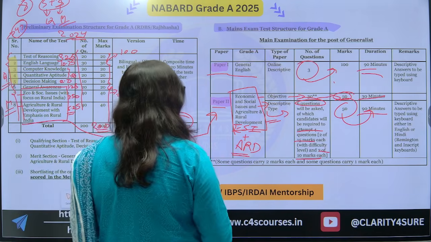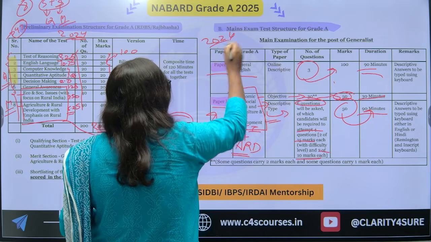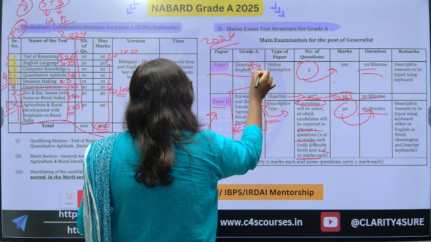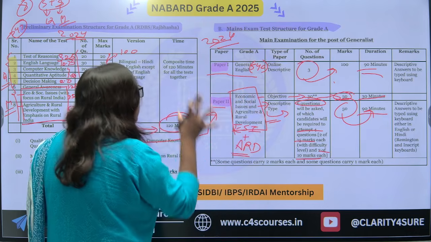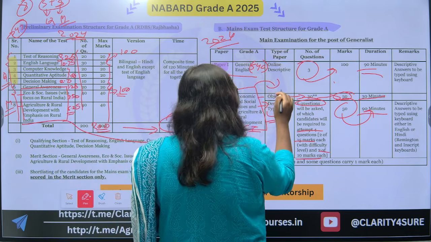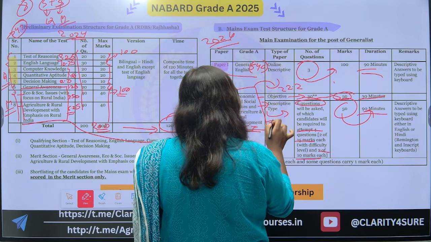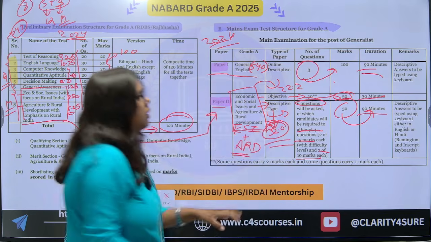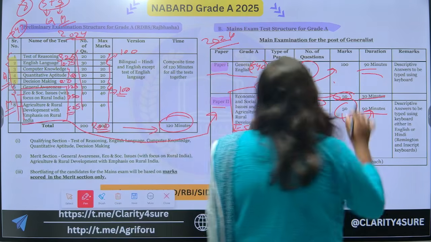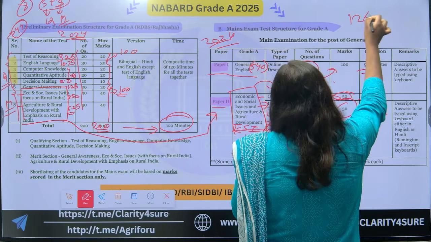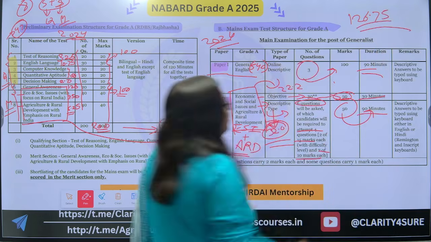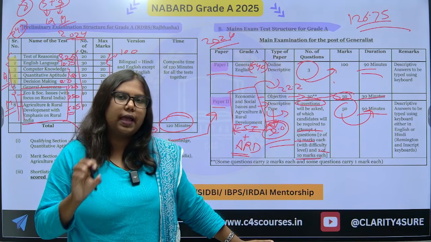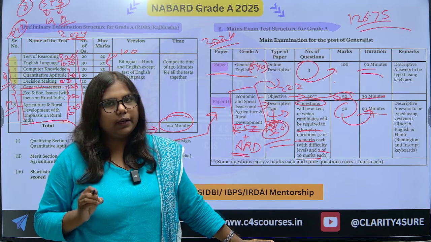Coming to the cutoff of last year, 2024, in mains, the cutoff for general English went to 54.0, that is 54. And for ESI and ARD objective, the cutoff went to 22.2 and for descriptive it went to 32.0, that is 32. The overall cutoff for the mains examination was 126.75. This was the breakdown of the cutoff and the examination structure of the prelims and mains examination of NABARD Grade A examination.